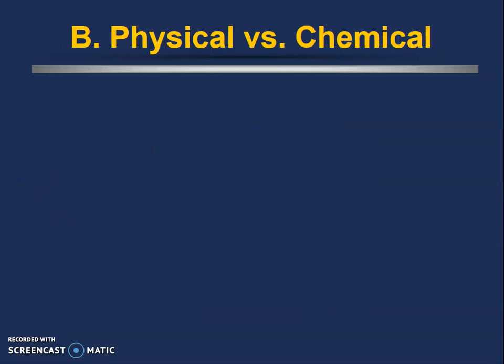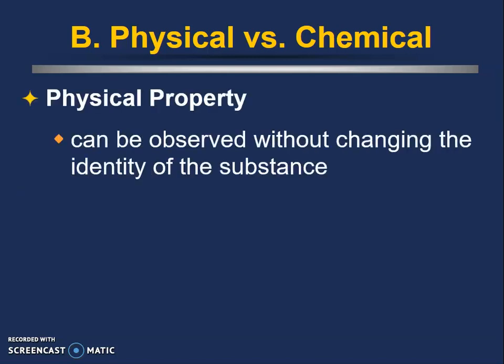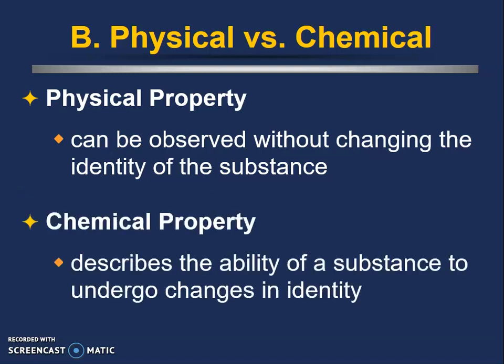Okay, all right, now let's talk about physical versus chemical properties of matter. A physical property is anything that can be observed without changing the identity of the substance. Okay, so you can observe it, you can manipulate it, but the substance still remains the same. That is a physical property. Versus a chemical property. A chemical property is the ability of a substance to undergo changes to its identity. Okay, so if you are able to change its identity, that is an example of a chemical property.